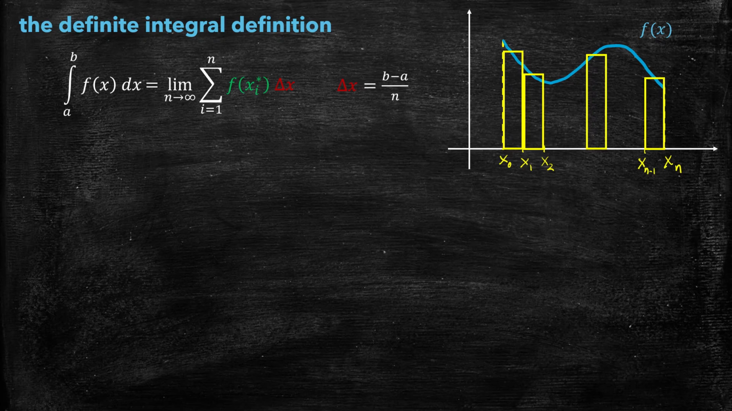So delta x is very important. Delta x is the width of one of these rectangles. So delta x, which is b minus a over n, is the width of these. We are assuming we are going to make evenly wide rectangles.